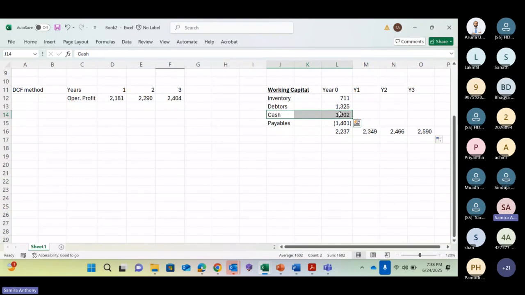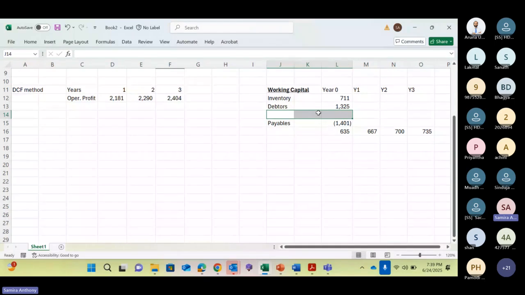What's your name? Hanifa, sir. Hanifa, right? You can take it or you can delete this, that's not a problem. But generally the working capital is inventory, receivables and cash, what we have, and the payables. Some people take tax payable, some people take the other payables you have.